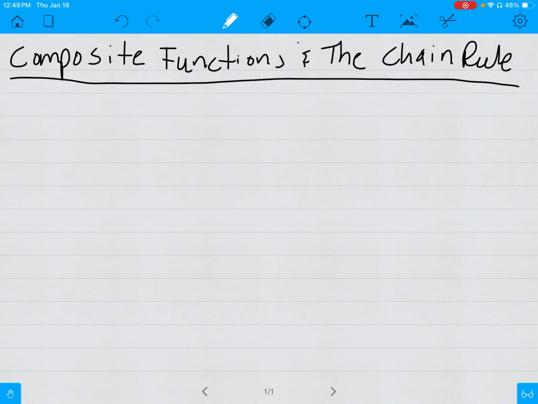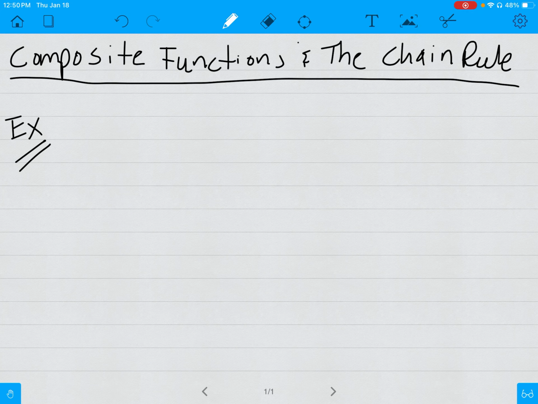And all that composite functions really means is that we are dealing with a function that is made up of other functions, but instead of them being added together or subtracted or multiplied or divided, it's like we're putting one function in for the input in another function. So I'm going to give you a couple of examples of functions that are composite functions.